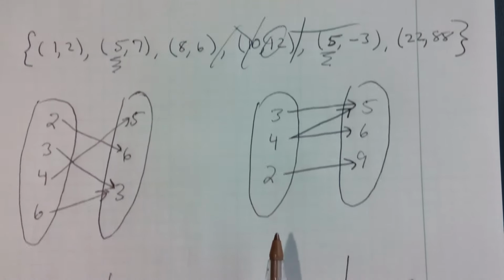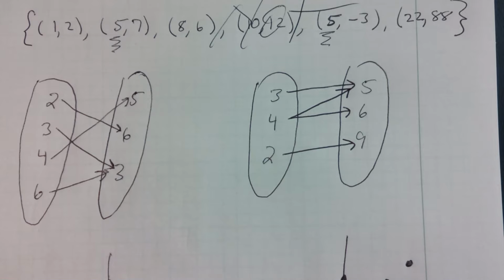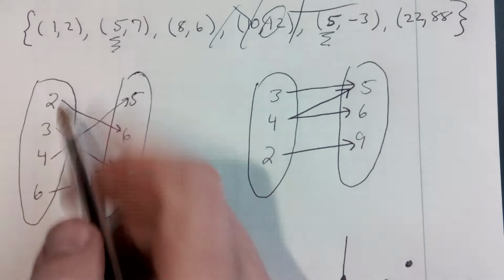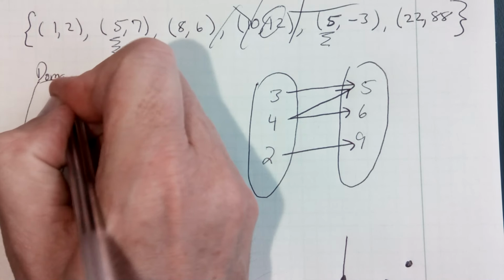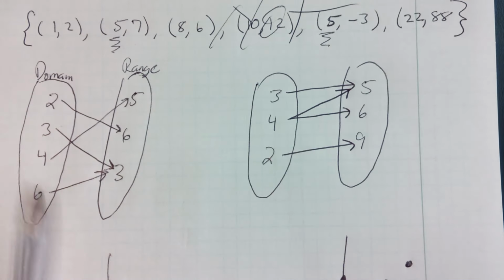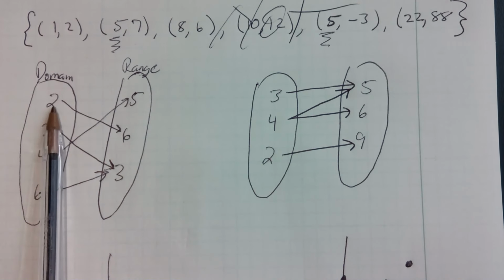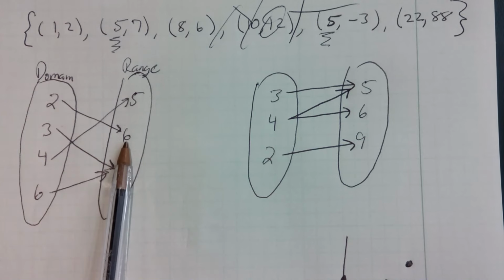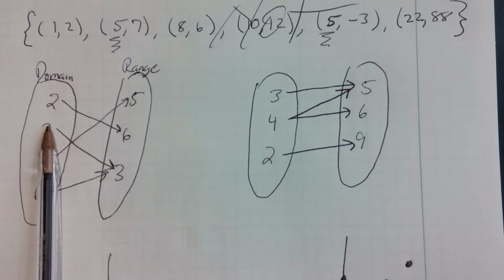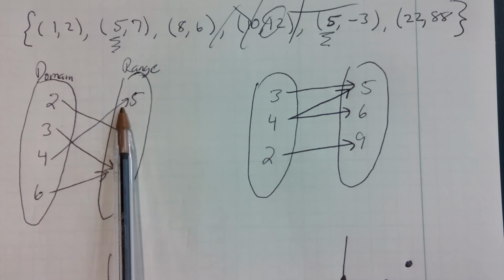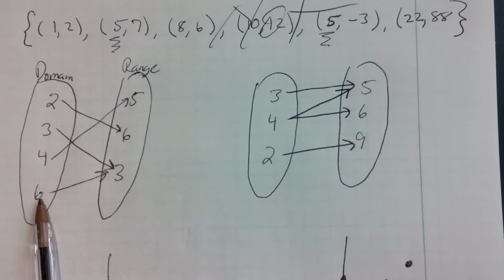They might show it to you as a Venn diagram, or a mapping. Now a mapping, again, the first one is considered your domain, the one on the left. The one on the right is considered your range. And so as I look at this, I just want to make sure that this 2 is pointing to only one other range value. This 3 is only going to one other range value. This 4 is only going to one range value. This 6 is only going to one range.